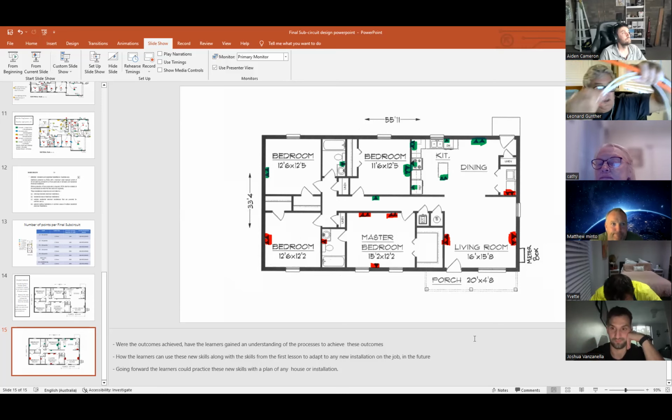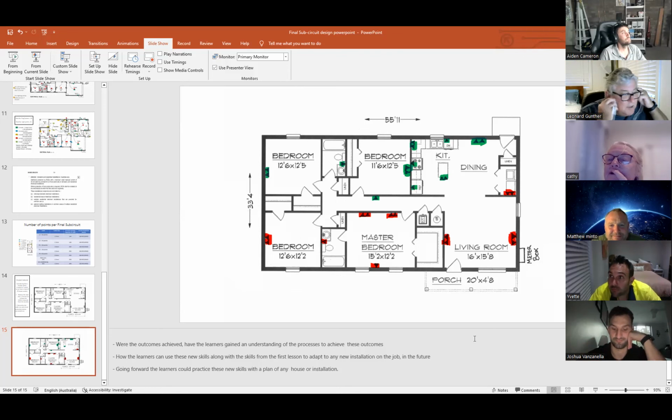Okay, so going forward, you can see how we're going to put these new skills into practice on a new house. And I encourage you all to practice what you're doing, and make sure that if you get a chance, pick up some plans.